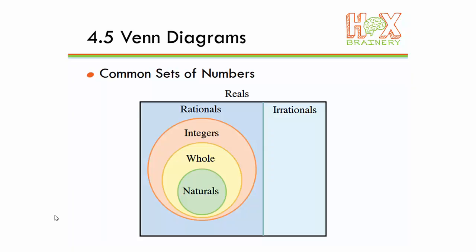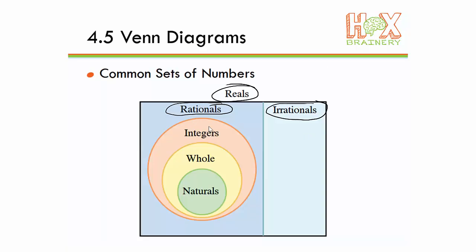So this is just a Venn diagram to show the relationship between some of the common sets of numbers. We have all these real numbers, and they're broken down into 2 categories, either rationals or irrationals. Your irrational numbers are going to be numbers that you can't write as a fraction. It cannot be rewritten as a quotient of 2 integers. It's going to be a number that is written as a decimal that never repeats and never ends.